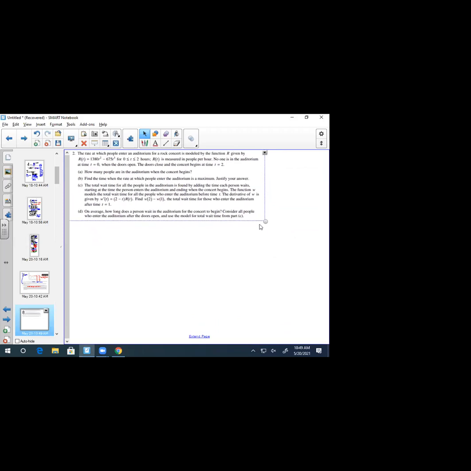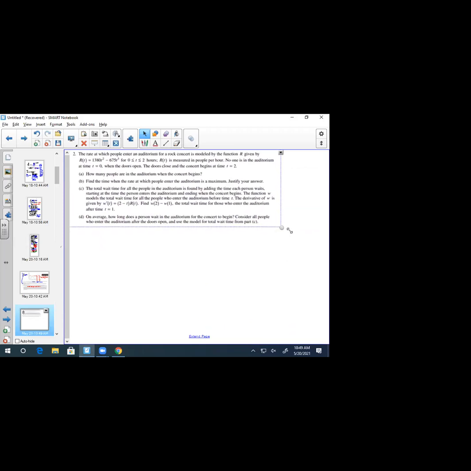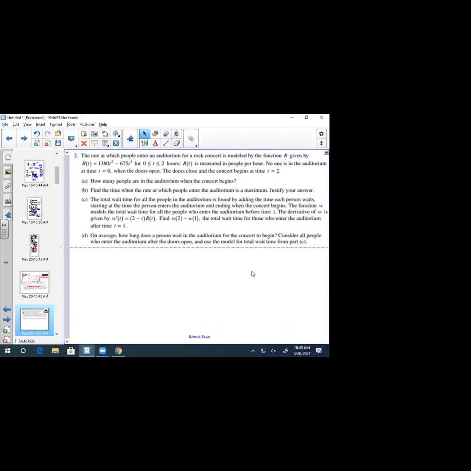Okay, the rate at which people enter an auditorium for a rock concert. So now what we have is people are coming to a rock concert, right? And the rate at which people enter an auditorium is given by R of t. That's the rate at which people are entering. So part A says, how many people entered?